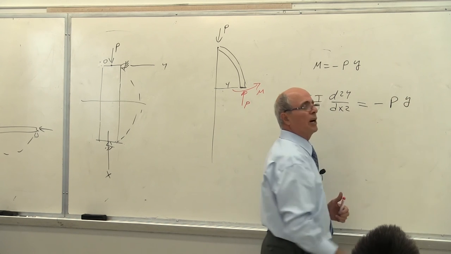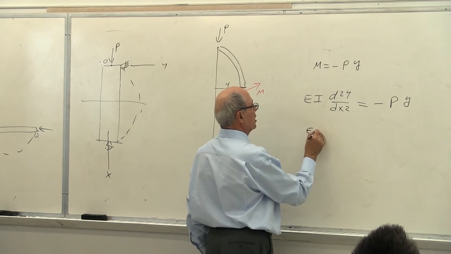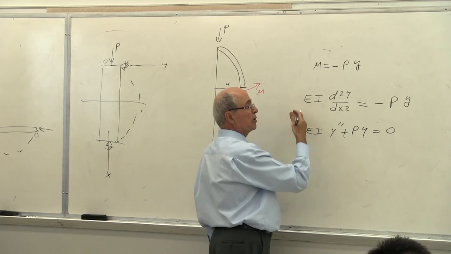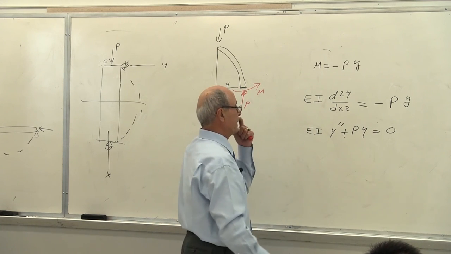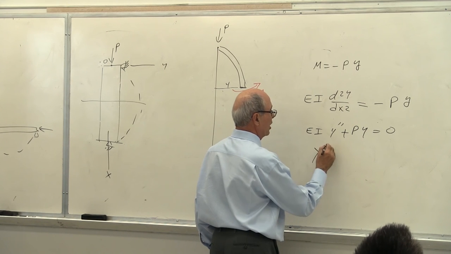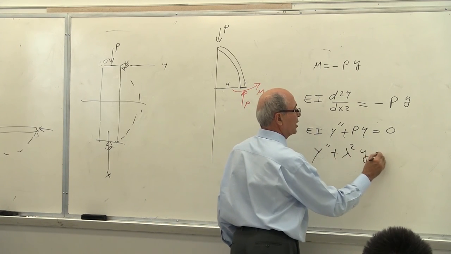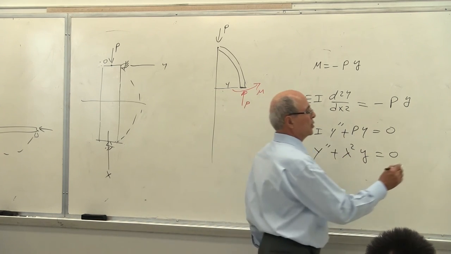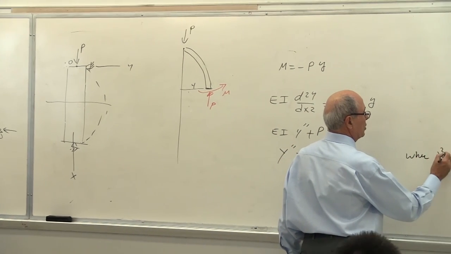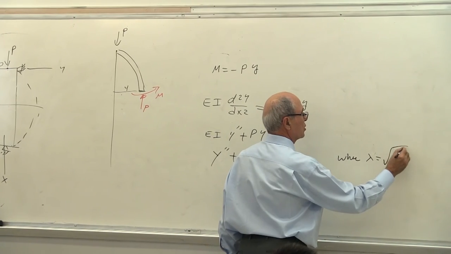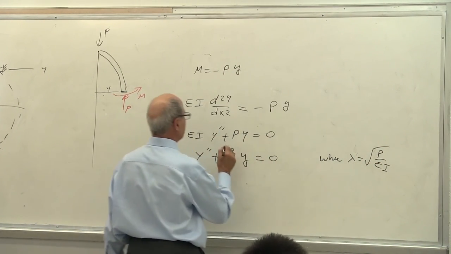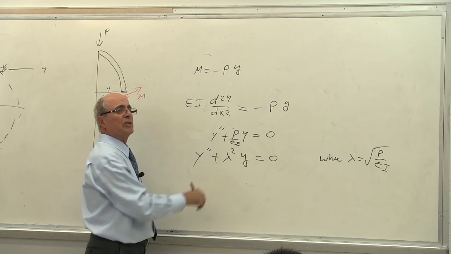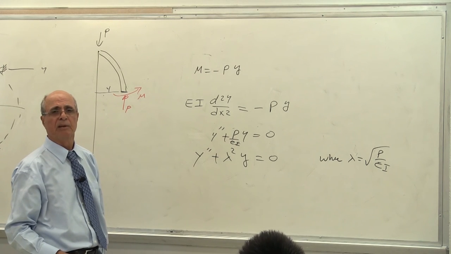P times y, so my differential equation becomes EI y double prime plus Py equal to 0, because I bring this to the right, since this is y double prime and this is y. Then I write y double prime plus lambda squared y equal to 0, where I divide both sides by EI. So lambda is equal to the square root of P over EI. In other words, I divided by EI and called P over EI lambda squared. Is that correct? That's for simplicity, right?